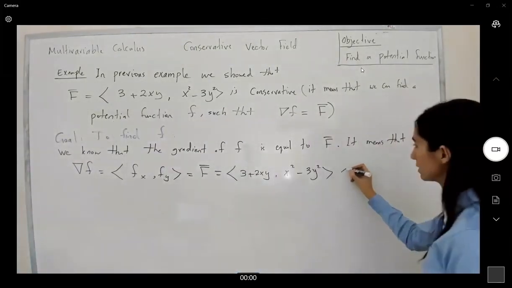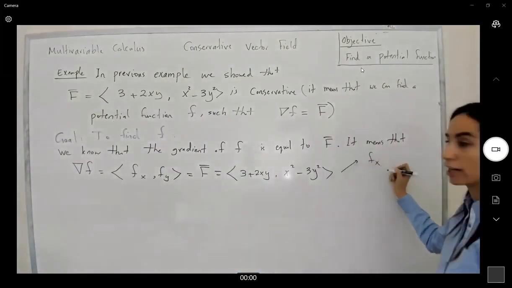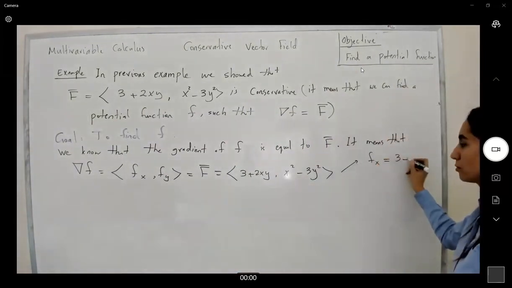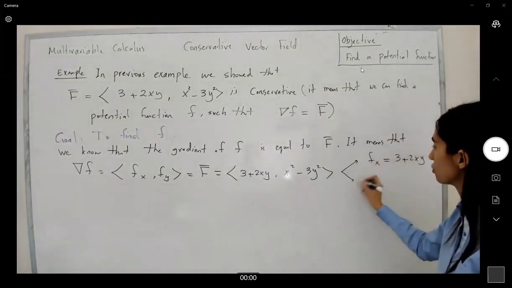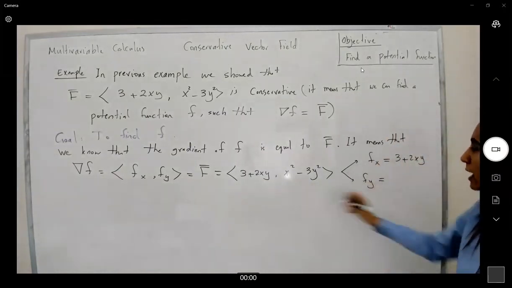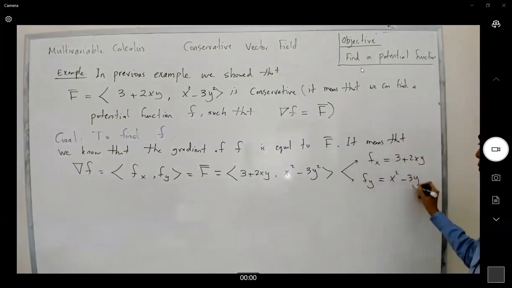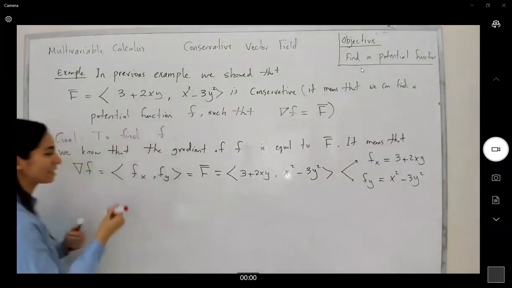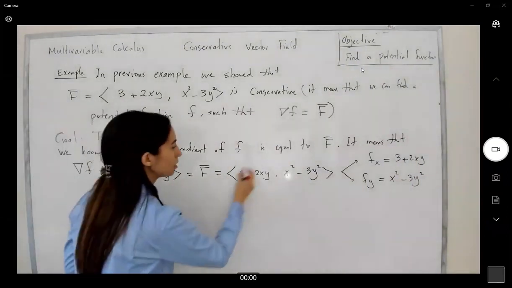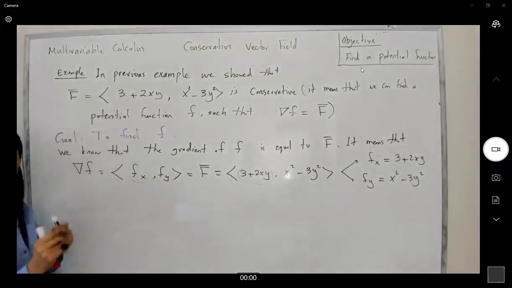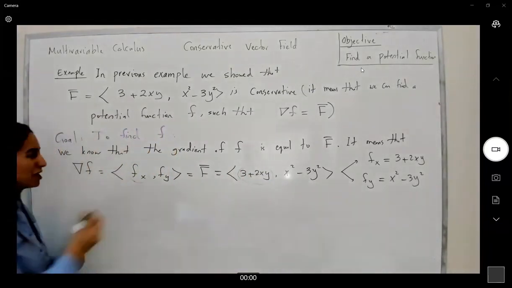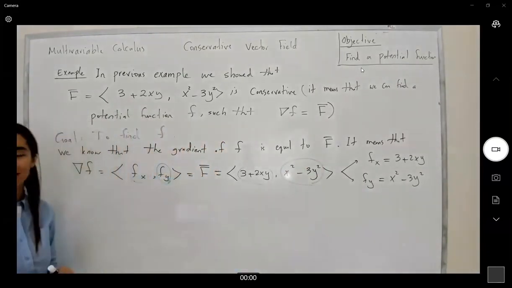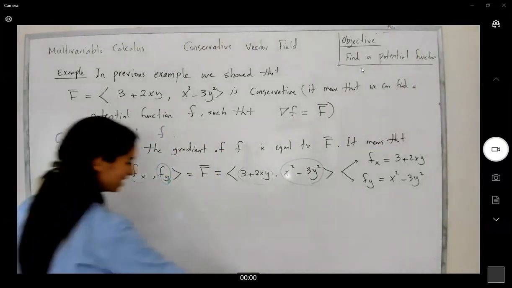So what's the meaning of that? It means that the partial derivative of f with respect to x is equal to 3 plus 2xy, and the partial derivative of f with respect to y is x squared minus 3y squared. I just took the first components and set them equal to each other: f_x equals 3 plus 2xy. Also the same for the second components: f_y is equal to x squared minus 3y squared. Perfect.